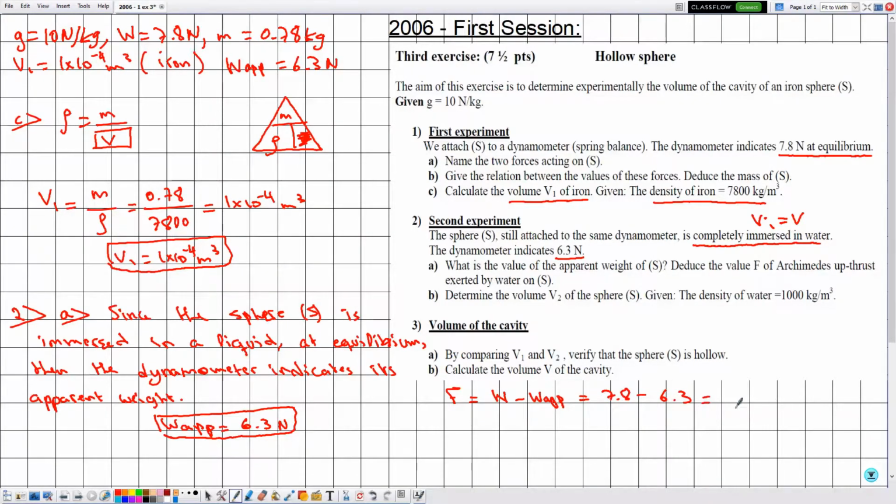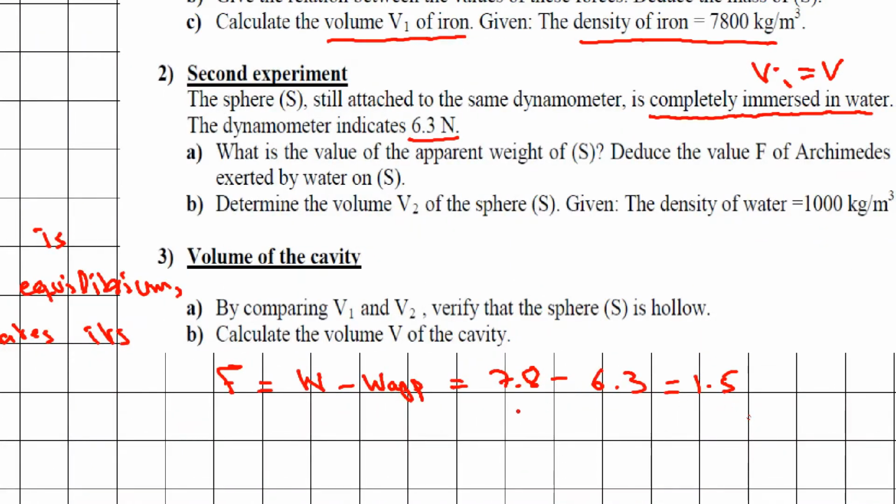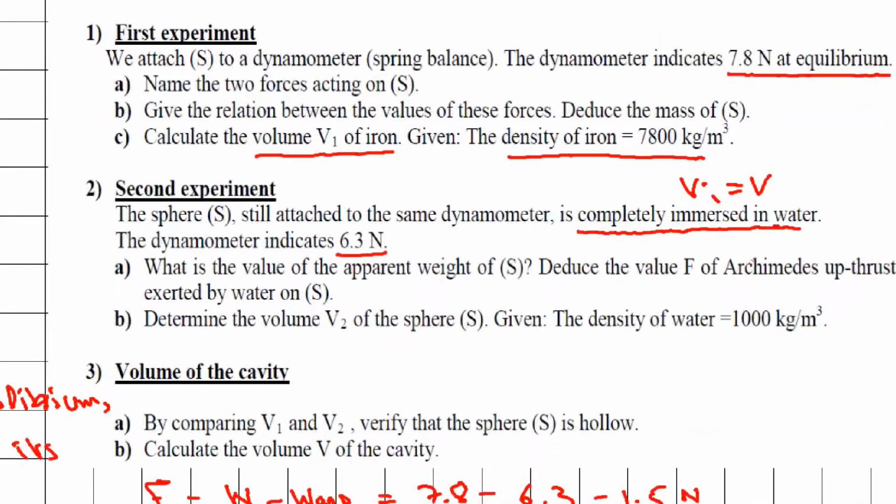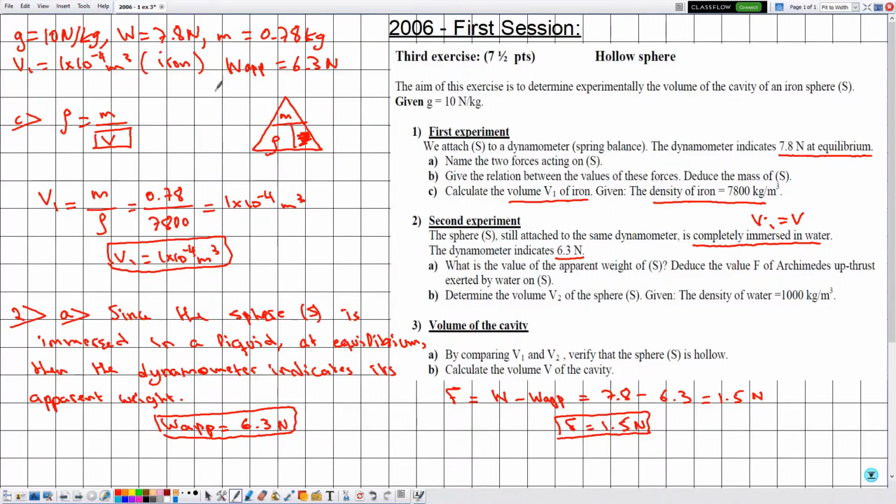Plugging this on the calculator, the value of F is given by 1.5. Since both the real weight and the apparent weight are expressed in newtons, the value of F will be expressed in newtons, which is in the SI. Then the value of F is 1.5 newtons. What does F represent? It is the magnitude of the force exerted by the liquid, which is water, on the sphere S. So here the value of F is 1.5 newtons.